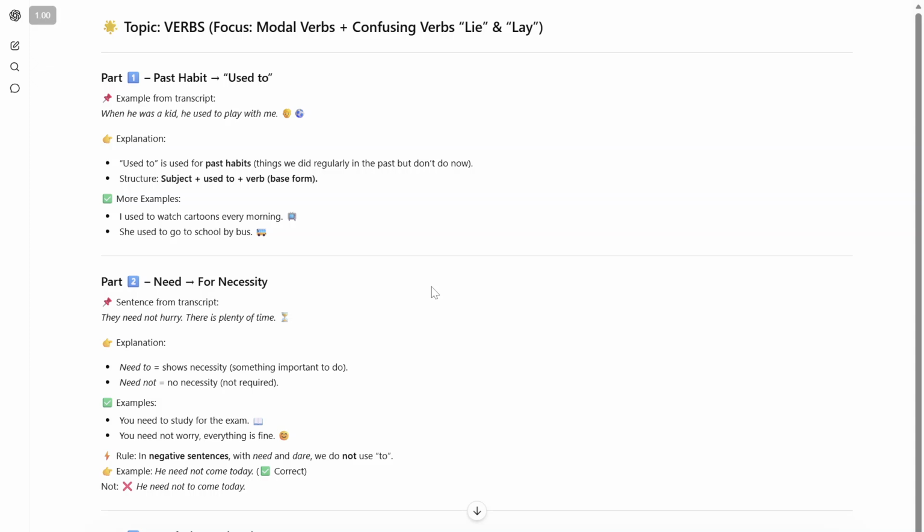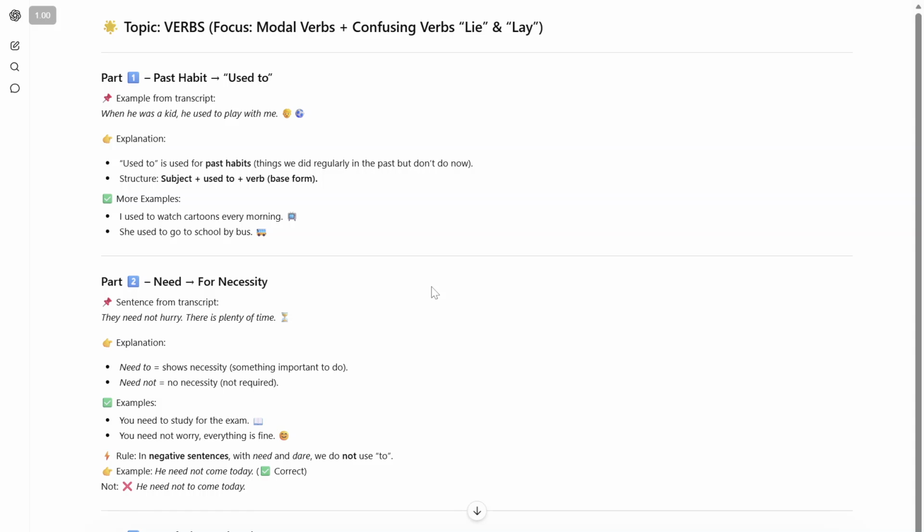Part: need for necessity. Sentence from transcript: They need not hurry. There is plenty of time. Explanation: need to shows necessity, something important to do. Need not means no necessity, not required. Examples: You need to study for the exam. You need not worry. Everything is fine. Rule: in negative sentences with need and dare, we do not use to. Example: He need not come today. Correct. Not: He need not to come today.